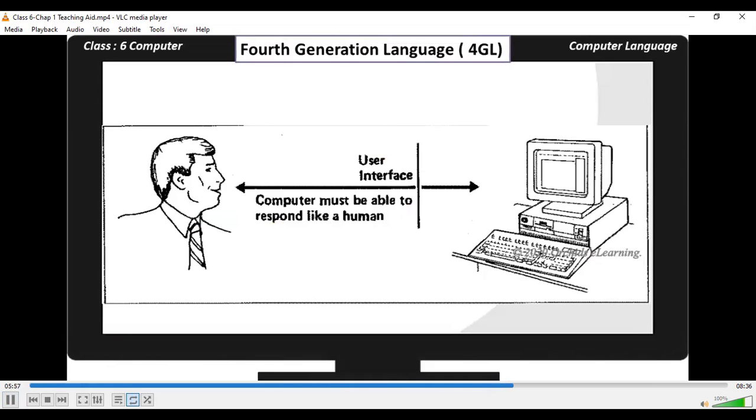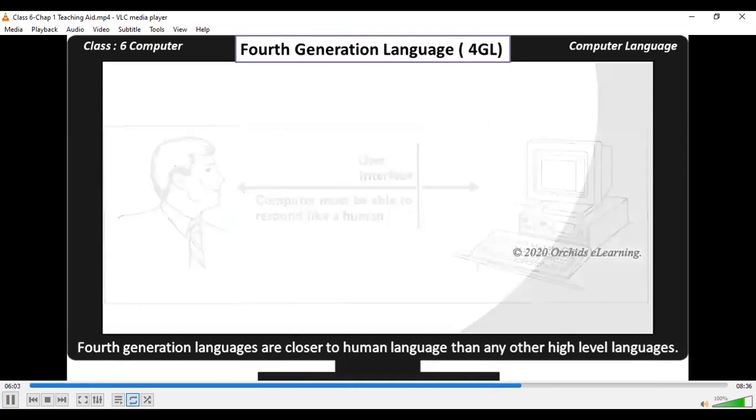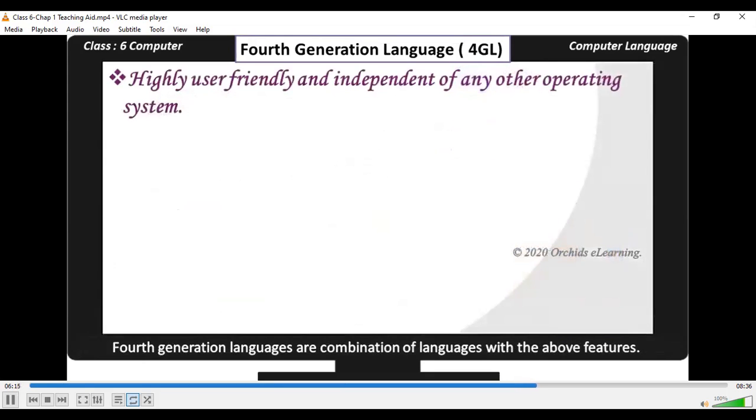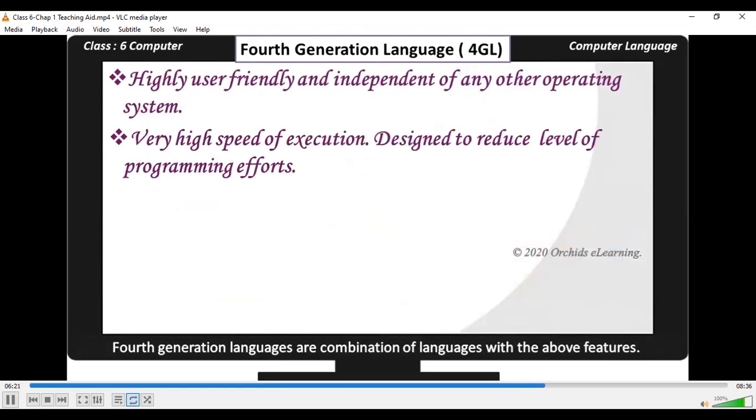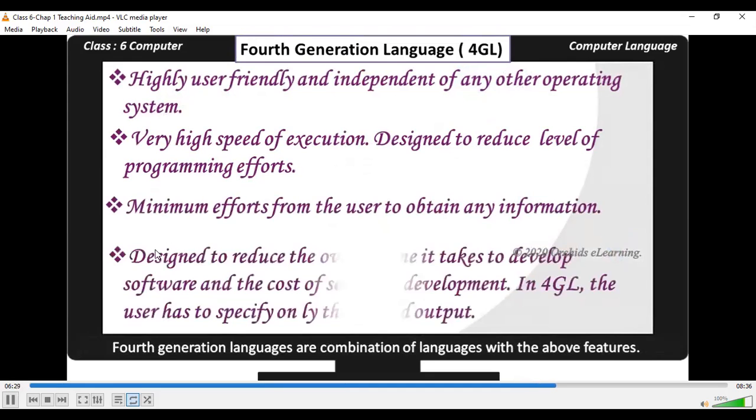Fourth generation language, 4GL. Fourth generation languages are closer to human language than any other high-level language. Fourth generation languages are a combination of languages with the above features. Highly user-friendly and independent of any operating system. Very high speed of execution, designed to reduce the level of programming effort. Minimum effort from the user to obtain any information. Designed to reduce the overall time it takes to develop software and the cost of software development. In 4GL, the user has to specify only the desired output.